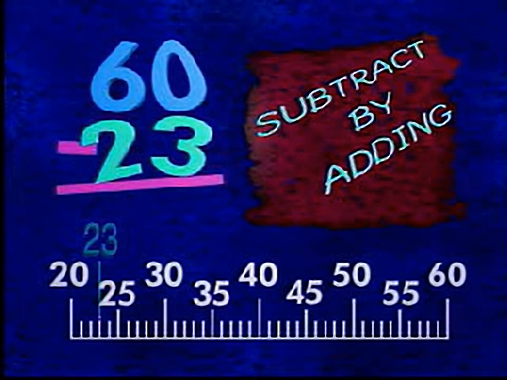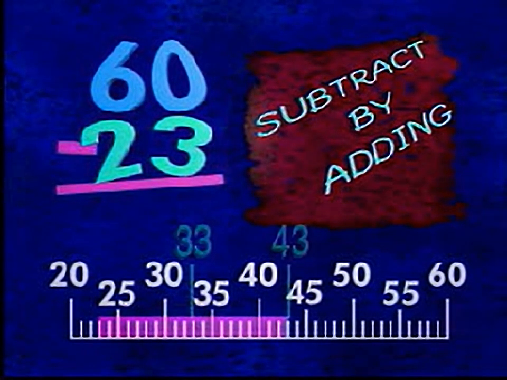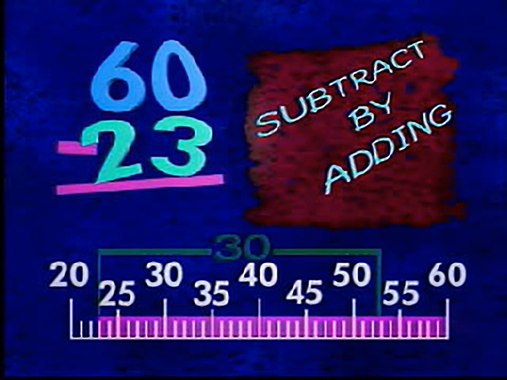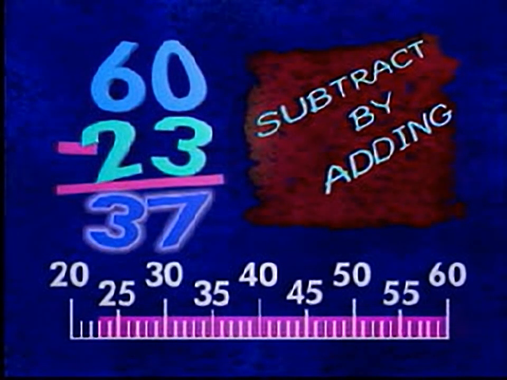Okay, one last one together. 60 minus 23. Start with the 23. 33, 43, 53. 7 more takes me to 60. 30 and 7 is 37.